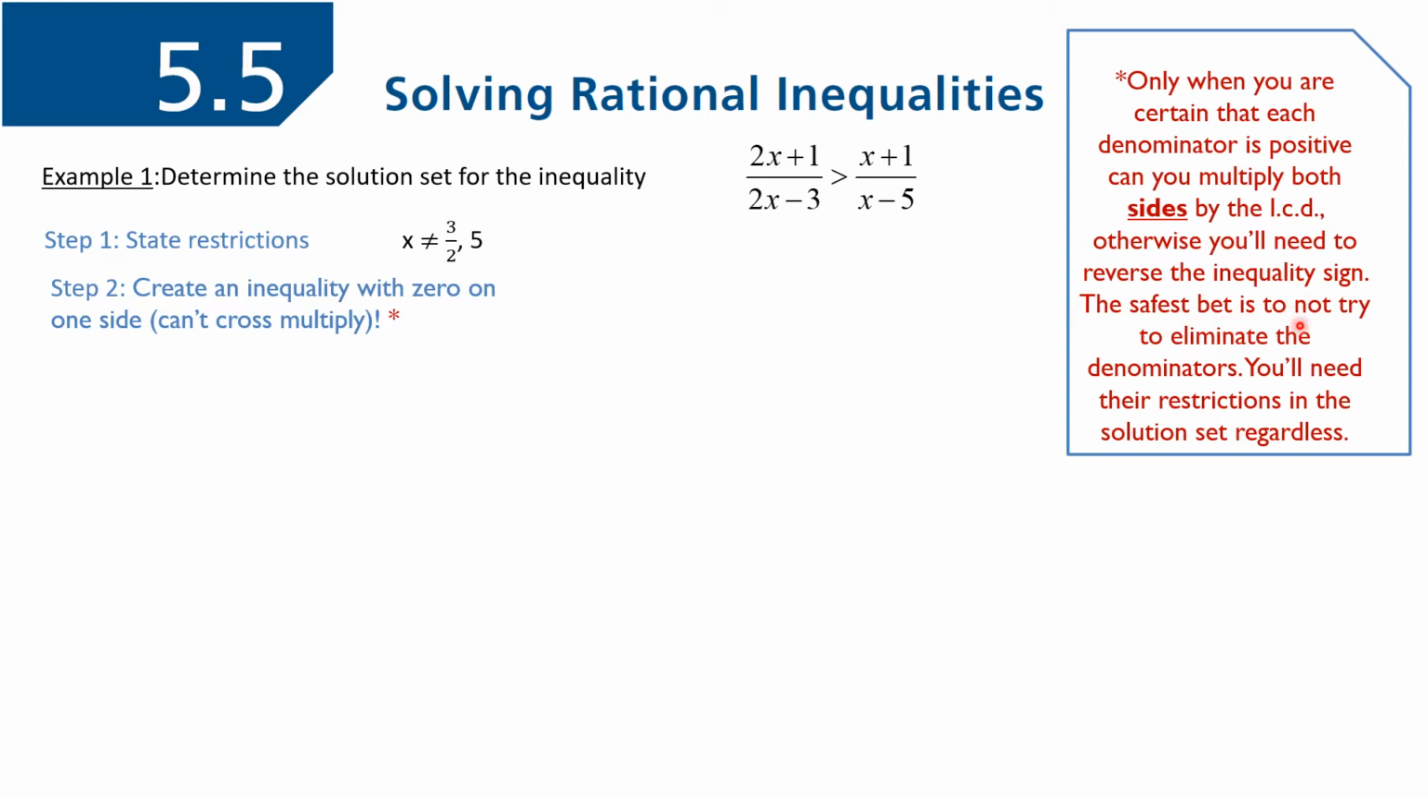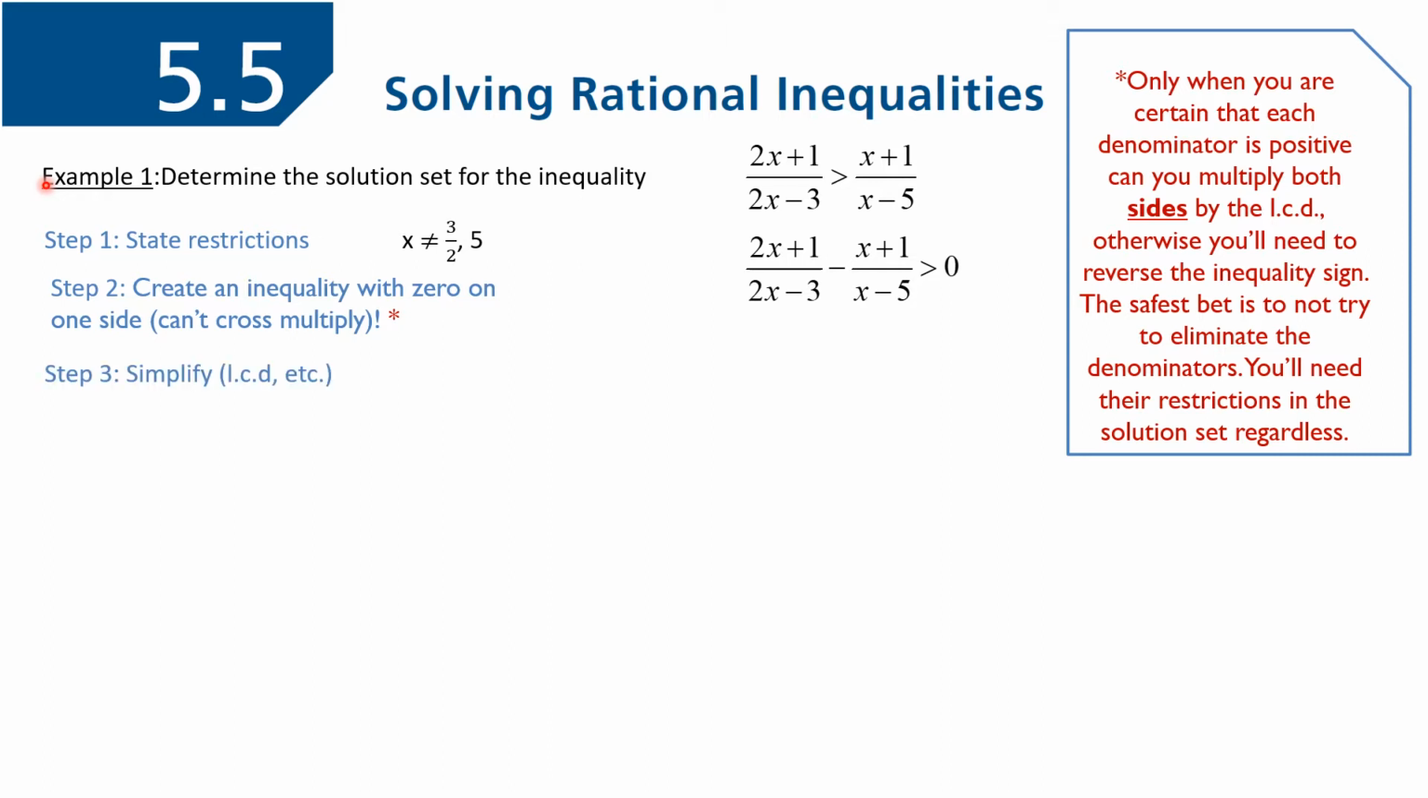So the safest bet is to not try to eliminate the denominators. We need the restrictions anyway, right here. So I don't want to try to get rid of the denominators when I have an inequality. So what I am going to do is bring everything over to one side. So I have both terms on one side. And now I have to simplify.